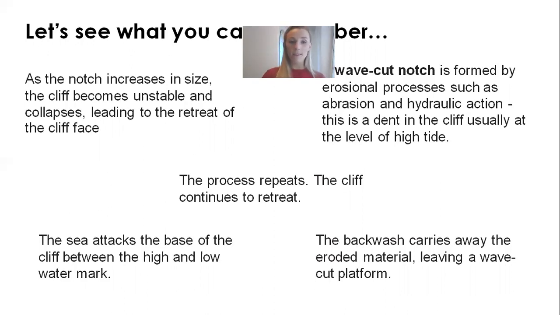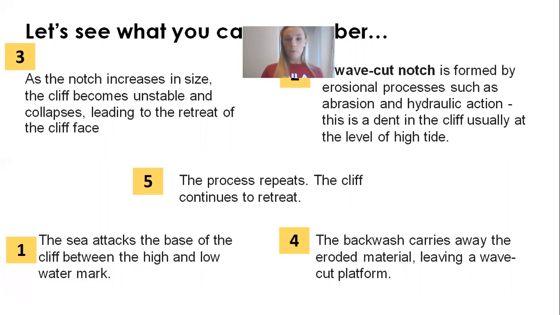So the answers. Number 1, sea attack to base of the cliff. 2, the wave cut notch forms due to hydraulic action and abrasion. The dent is formed. 3, the notch gets bigger, creates an overhang which eventually will collapse, and then the backwash carries away the eroded material, and the process repeats itself.